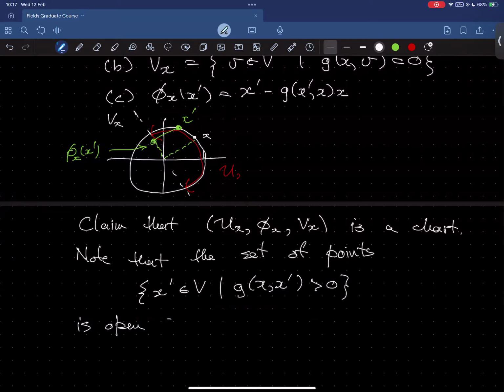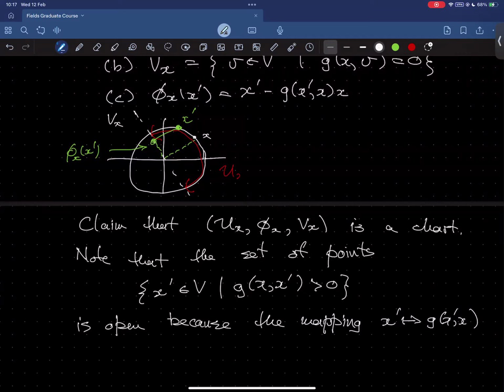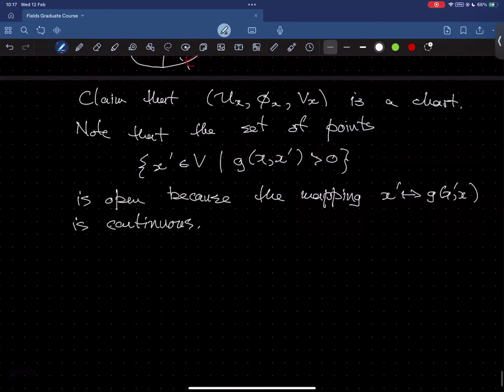And if you want to really understand why that is, because the mapping x prime maps to g of x prime, x is continuous. Okay, so that's true. And if you want to know why that's true, it's because of the Cauchy-Schwarz inequality. So there's a little stuff I'm glossing over here about inner product spaces.